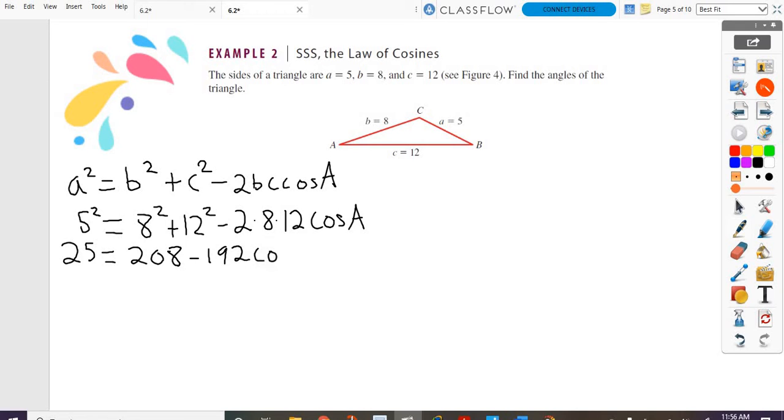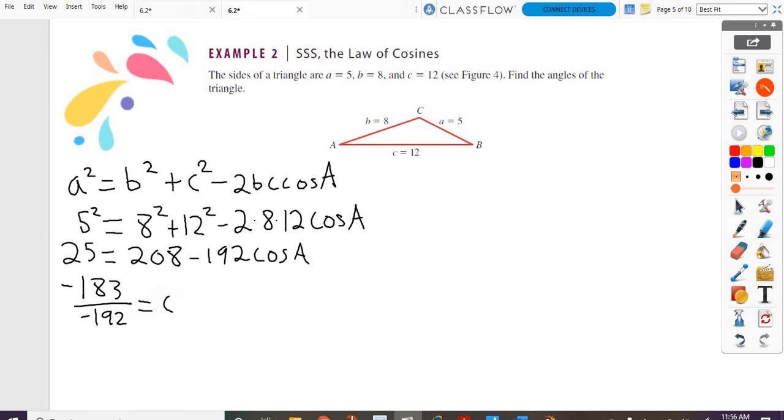192. Okay, so then solving for A, we would do 25 minus 208 gives us negative 183. 183 divided by negative 192.